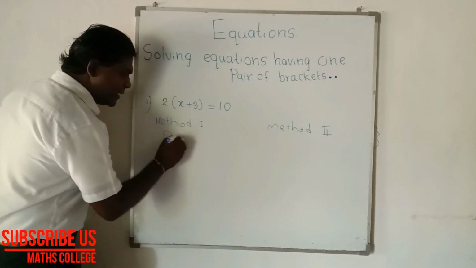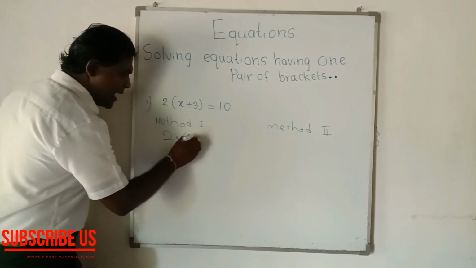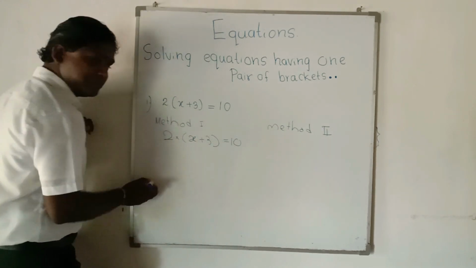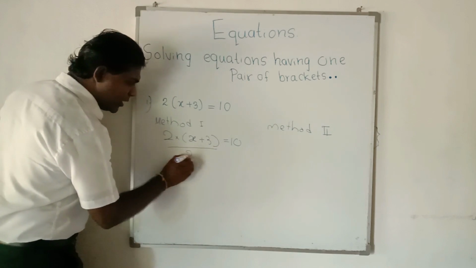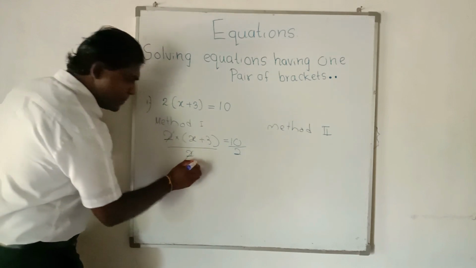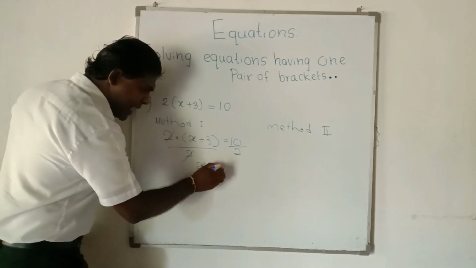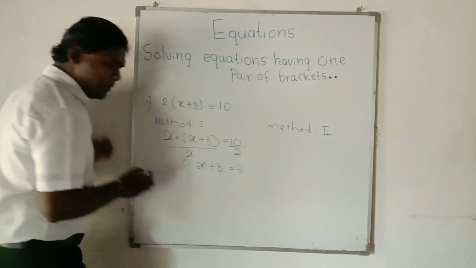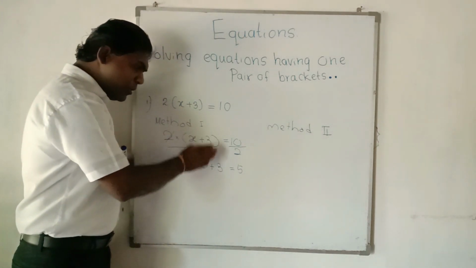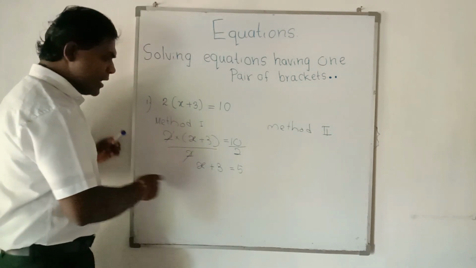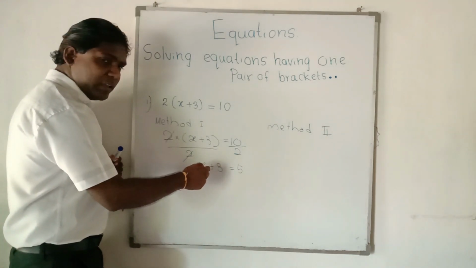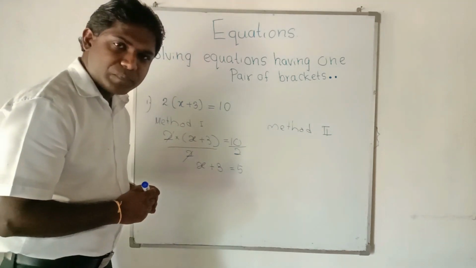2 bracket, meaning multiply, (x + 3) equals 10 divided by 2. 2 to 2 cancel, x + 3 equals 5. Here the 2 cancels, because we can remove this bracket. For x + 3, we have to remove this addition 3 from this side. What is the opposite operation?